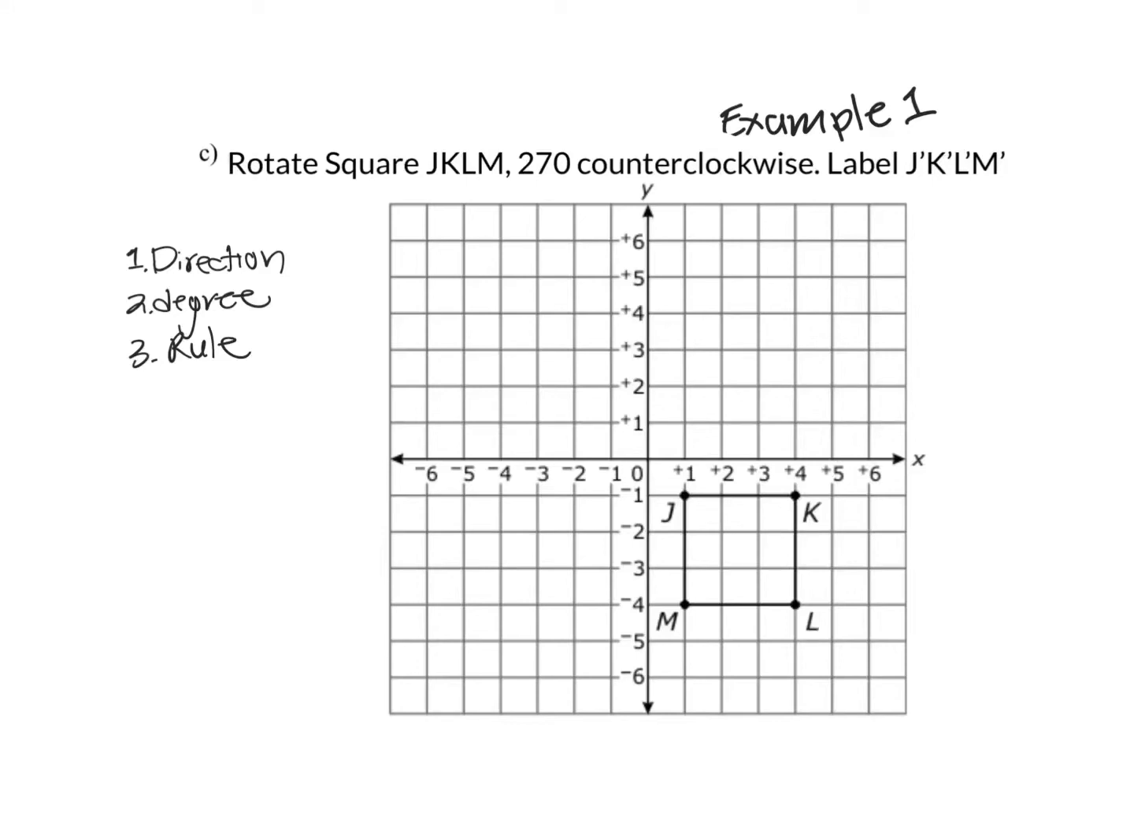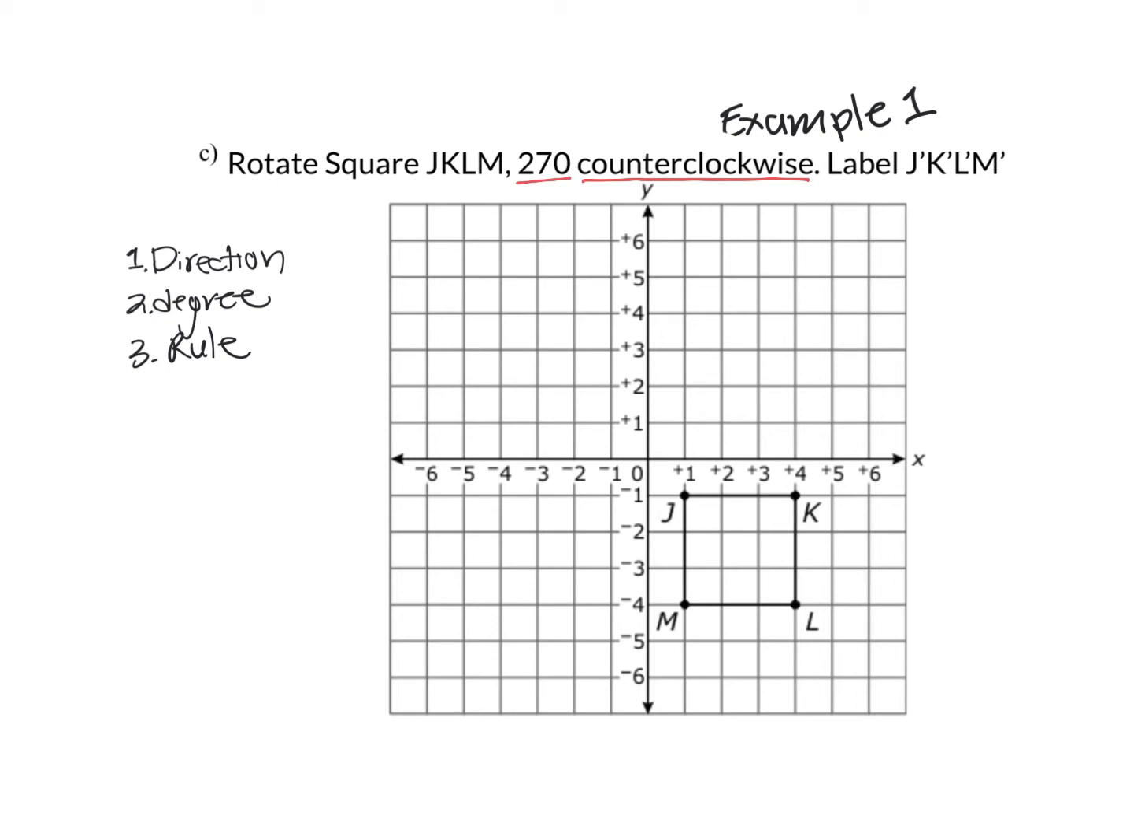Alright, so now let's look at example 1C. It says that we're going to rotate the square JKLM 270 degrees counterclockwise, and we're going to label J prime, K prime, L prime, and M prime. Alright, so now looking at this actual figure, we always know when it comes to a rotation, we need to know the direction, the degree, and the rule that we need to apply. So looking at this problem, they told us that we're rotating counterclockwise, and we're rotating 270 degrees.